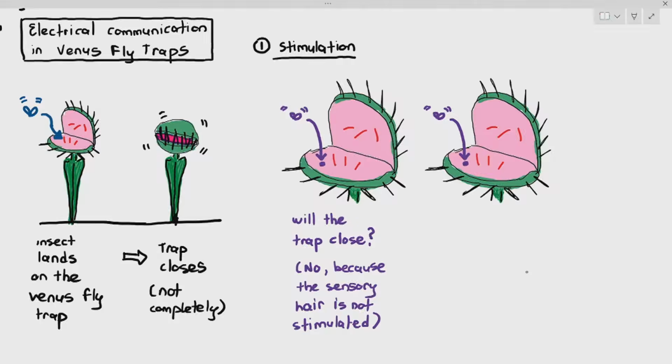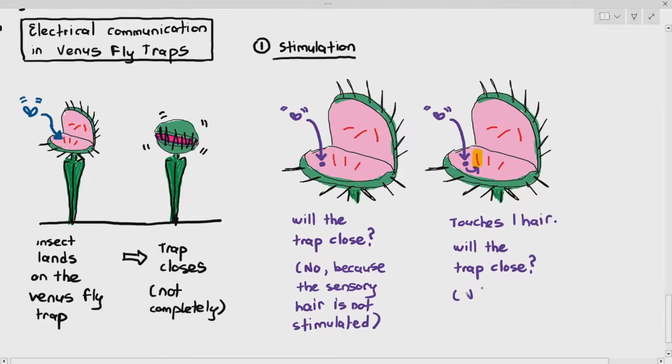Now, then I'm going to ask you the second question. The insect was just moving around, and it touches one of the hairs. It just touches it once. Does the trap close now? Some students will say, yeah, in this case it will close. Here's the interesting thing. If the insect just touches the sensory hair once, the trap will still not get activated. There are a few conditions that need to be met for the trap to actually close.